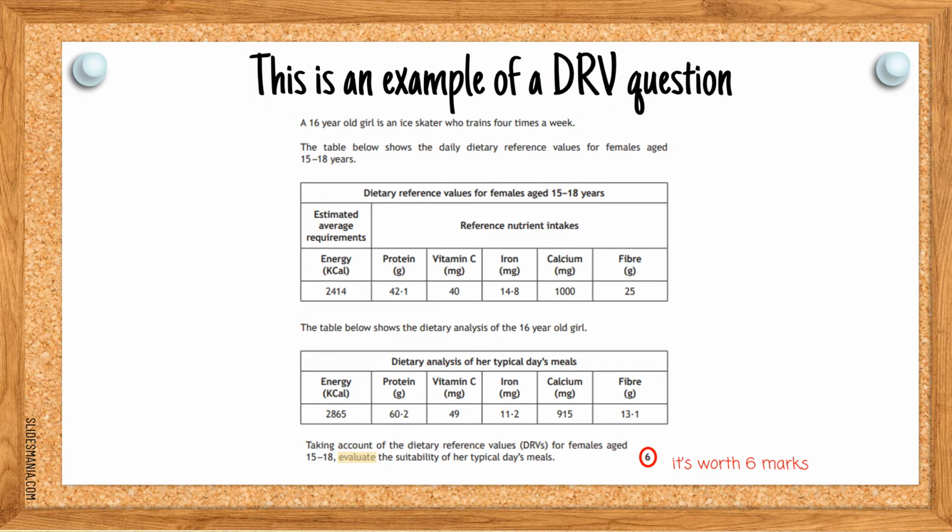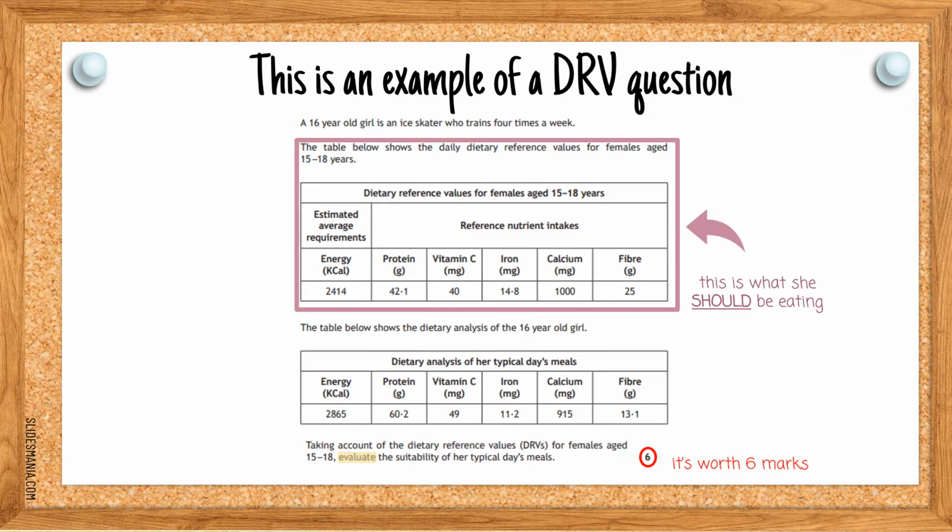This is an example of the DRV question that you'll get in your question paper. So you're always given a sentence about the person that you're going to be evaluating. So in this case, we have a 16-year-old girl who's an ice skater and she trains 4 times a week. The second piece of information that you're given is a table. So the table below shows the dietary reference values for females aged 15 to 18 years old.